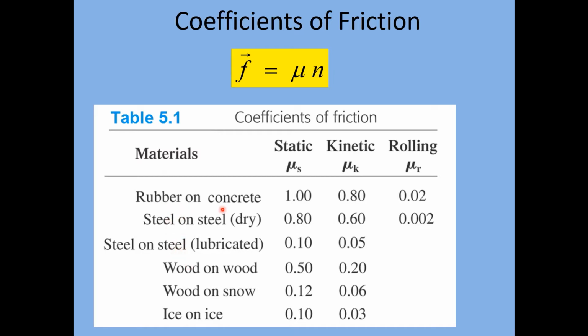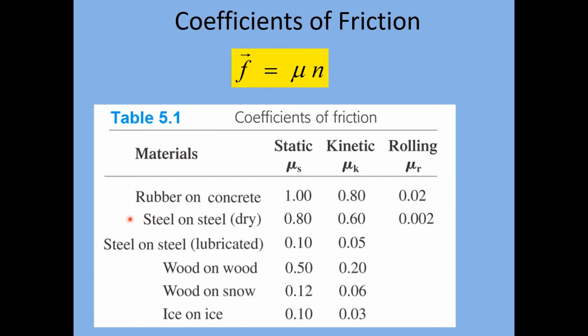For example, rubber on concrete would be used to model a bicycle or an automobile or a truck on a road. You can see the static coefficient here, mu s, is 1.0. The kinetic coefficient is 0.8. And notice the rolling friction coefficient, how small it is, 0.02. This is not a surprise. Remember, the purpose of a wheel is to eliminate friction. And so you can see it has a very small coefficient.